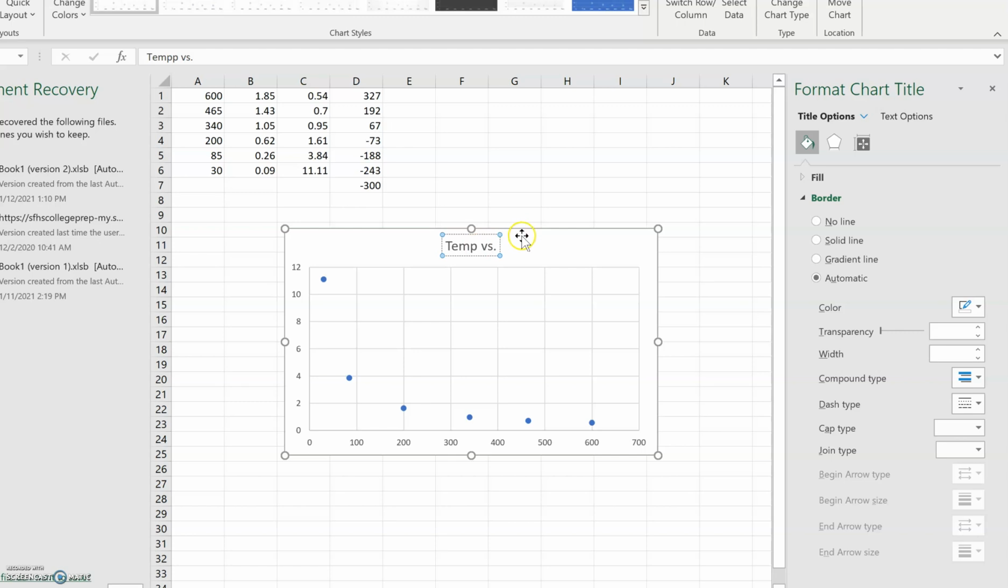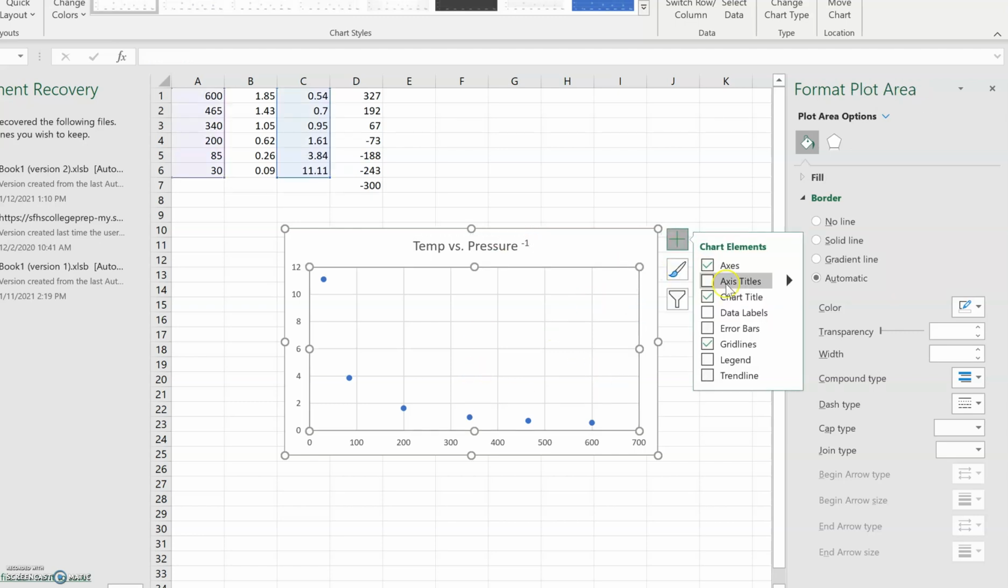There's only one P in temp. And I can either say inverse pressure, or if I wanted to get fancy, I could say inverse, spelled correctly with an E, pressure, and then say to the -1, because that's obviously the nomenclature or notation for inverse.